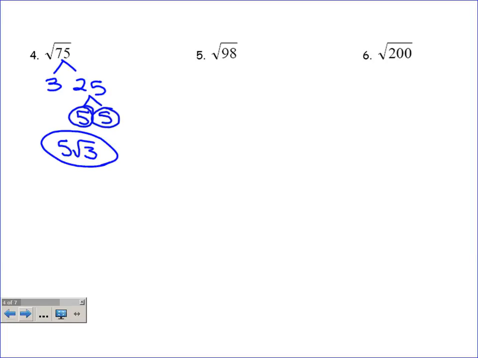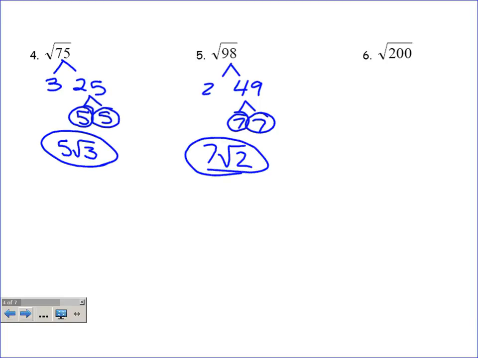Janelle, 98. How do you want to break it down? 2 and 49. Can you break 49 down into anything? 7 times 7. Okay. Are there any pairs, Janelle? A pair of 7s. No, not the square root thing. Just 7 times the square root of 2. Yes. The reason you have the 7 is because the 7's on the outside then. And the 2 left over gives you the square root of 2. Sounds great.